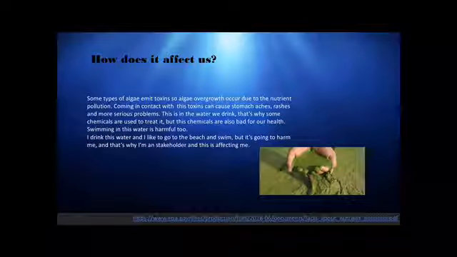You might be wondering, how does this affect us? Well, some types of algae emit toxins, so algae overgrowth occurs due to the nutrient pollution. Coming in contact with these toxins can cause stomach aches, rashes, and more serious problems. This is in the water we drink, that's why some chemicals are used to treat it, but we don't know that these chemicals are also bad for our health. Also, swimming in this water is harmful too. So, I drink this water and I like to go to the beach and swim, but it's going to harm me. And that's why I'm a stakeholder, and this is affecting me and all of us.